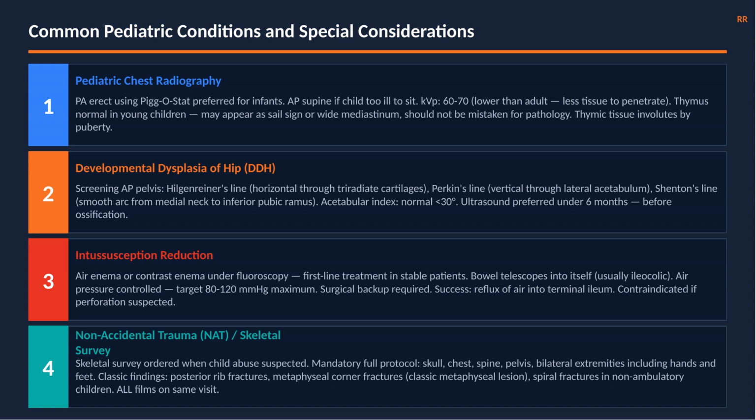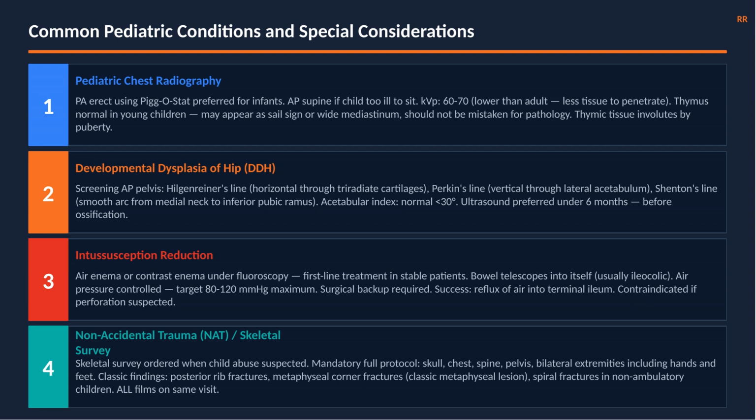Intussusception reduction. Air or contrast enema under fluoroscopy. The bowel telescopes into adjacent bowel, usually ileocolic. Pneumatic air pressure reduction, controlled and monitored. Surgical backup is required during the procedure. Success is confirmed by reflux of air or contrast into the terminal ileum. Contraindicated if perforation is suspected.